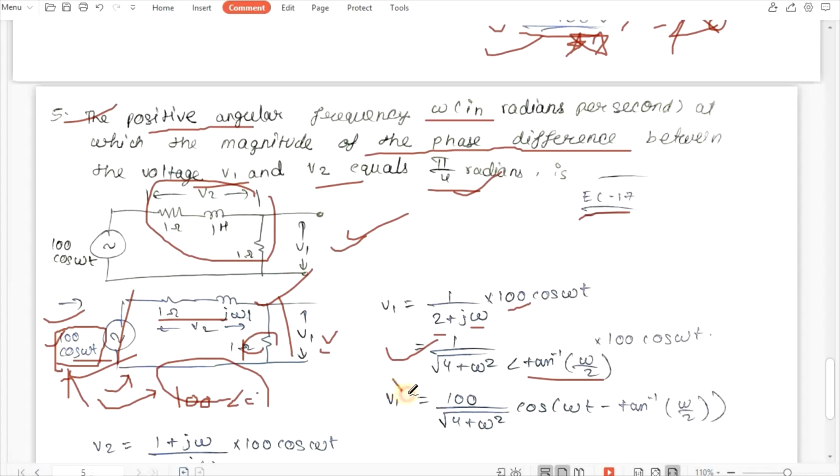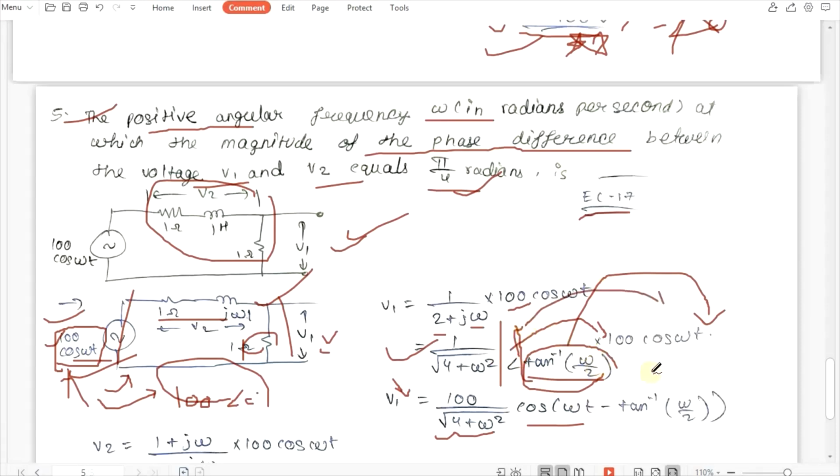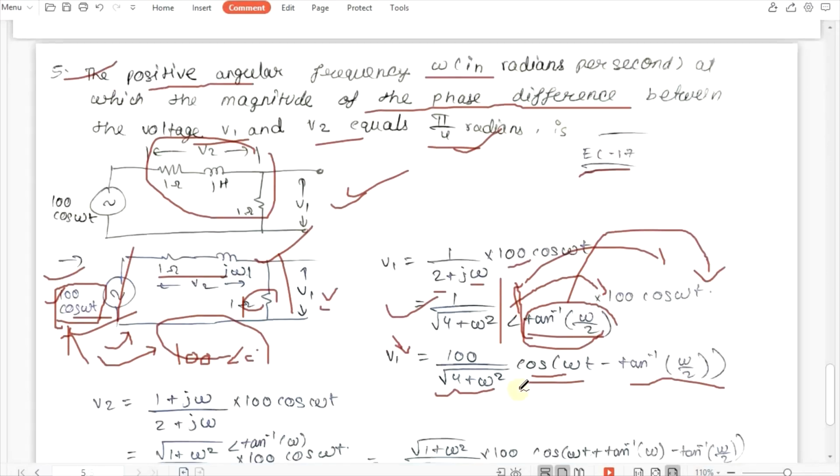Now as we have seen in the sinusoidal state analysis video, always we have to add this angle into our input, and we will multiply our magnitude with the magnitude of our input. So our total magnitude will be 100 upon under root of 4 plus omega square cos omega t, and if this angle goes in numerator, it will be minus tan inverse of omega by 2. So if we add that, we will get cos omega t minus tan inverse of omega by 2. So this is our V1.